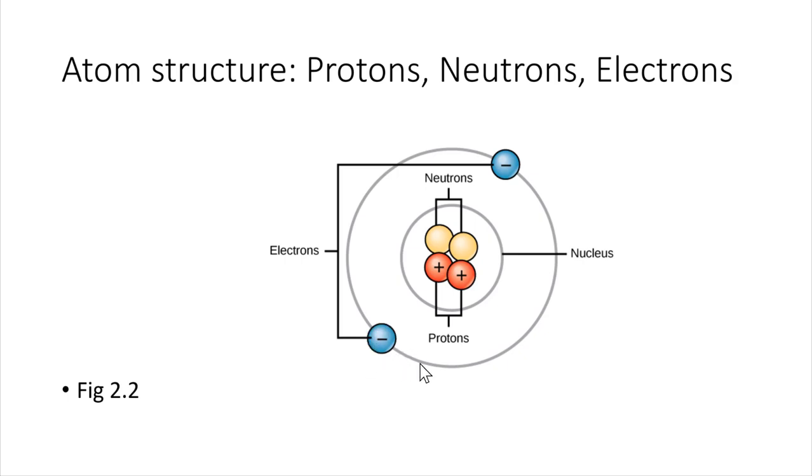And in terms of charges, electrons and protons have opposite charges. So we refer to protons as being positively charged and electrons as being negatively charged. The neutrons, on the other hand, are neutral. They don't have a charge. So protons, neutrons, and electrons, those are the three key subatomic particles that you should be aware of. And all put together, they help to make up one atom.